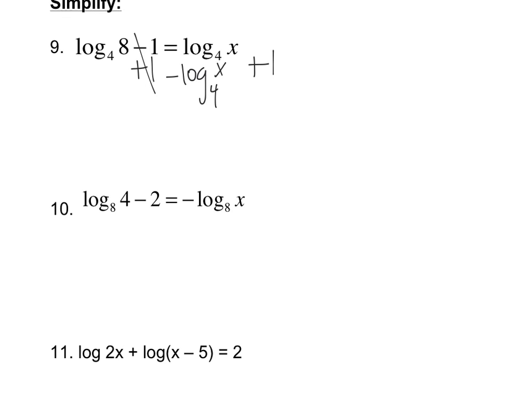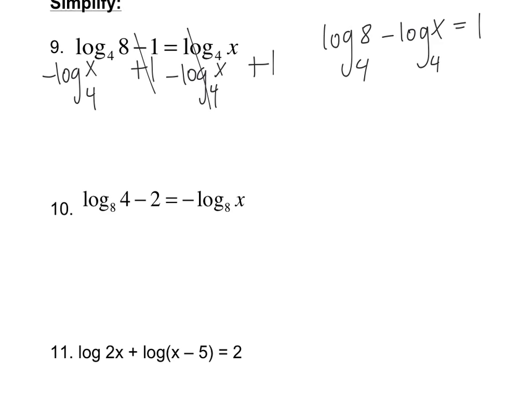So let's subtract negative log base 4 of x. So I get log base 4 of 8 minus log base 4 of x, and that is equal to 1. So you see how I moved all the logs to one side and the number to the other? Now if I take a closer look at this, I see that this is a quotient property. It tells me if you are subtracting two logs, then you can condense them into log base 4 of 8 over x. So what you do is you divide the arguments, and that is equal to 1.